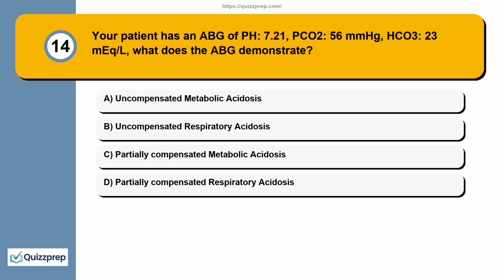Question 14. Your patient has an ABG of pH 7.21, PCO2 56 mmHg, HCO3 23 mEq/L. What does the ABG demonstrate? Uncompensated metabolic acidosis, uncompensated respiratory acidosis, partially compensated metabolic acidosis, partially compensated respiratory acidosis.